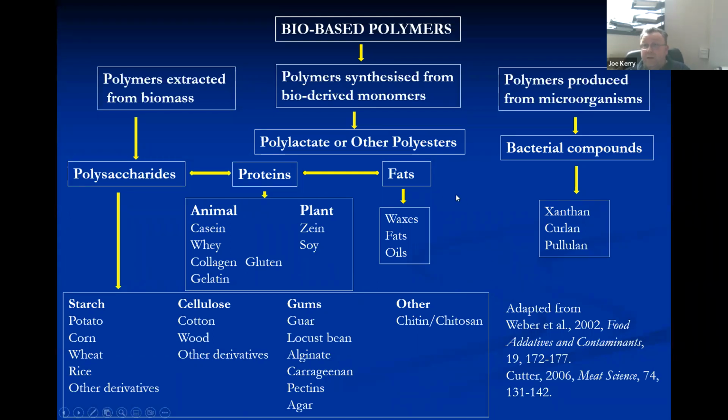The one that has really come to market has been this one, which is polylactic acid, or PLA. All of these are bio-based polymers. So the idea is that we'll eventually be able to make polymers from all of these natural sources, but it's going to take time and a lot of research in order to do so.